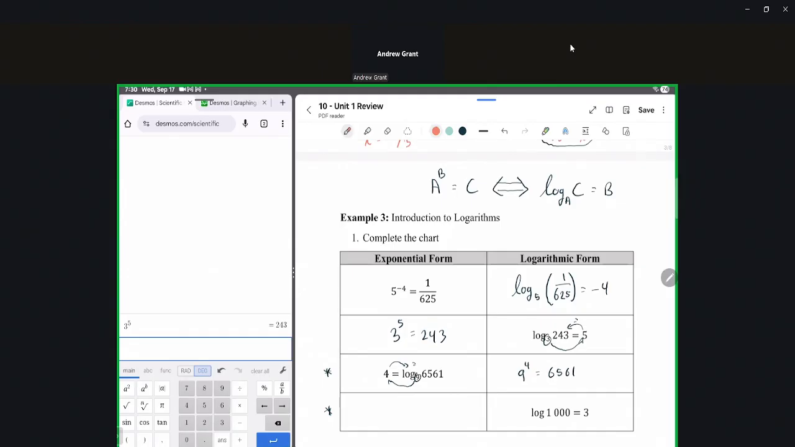Okay, and if you have log of 1,000, recall that the base of the log is just 10. So this is the same thing as 10 to the power of 3 is equal to 1,000. Oh, this one was done correctly. I just didn't do that one above.